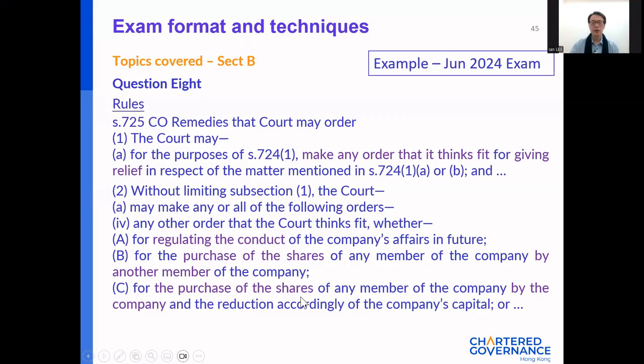Or C, purchase of shares of any member by the company. So instead of asking the other members to buy back, you can ask the company to buy back the shares from that particular shareholder, and reduction accordingly of the company's capital.